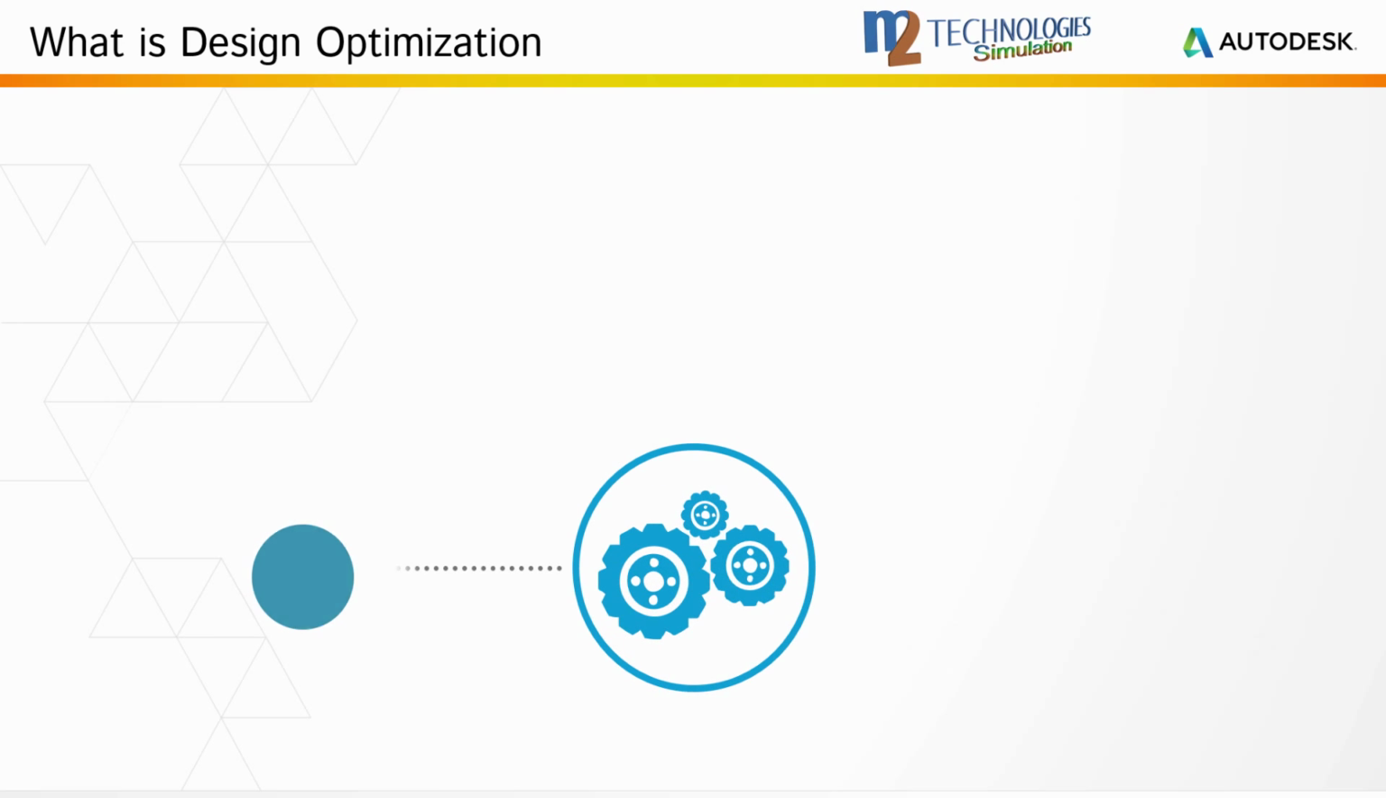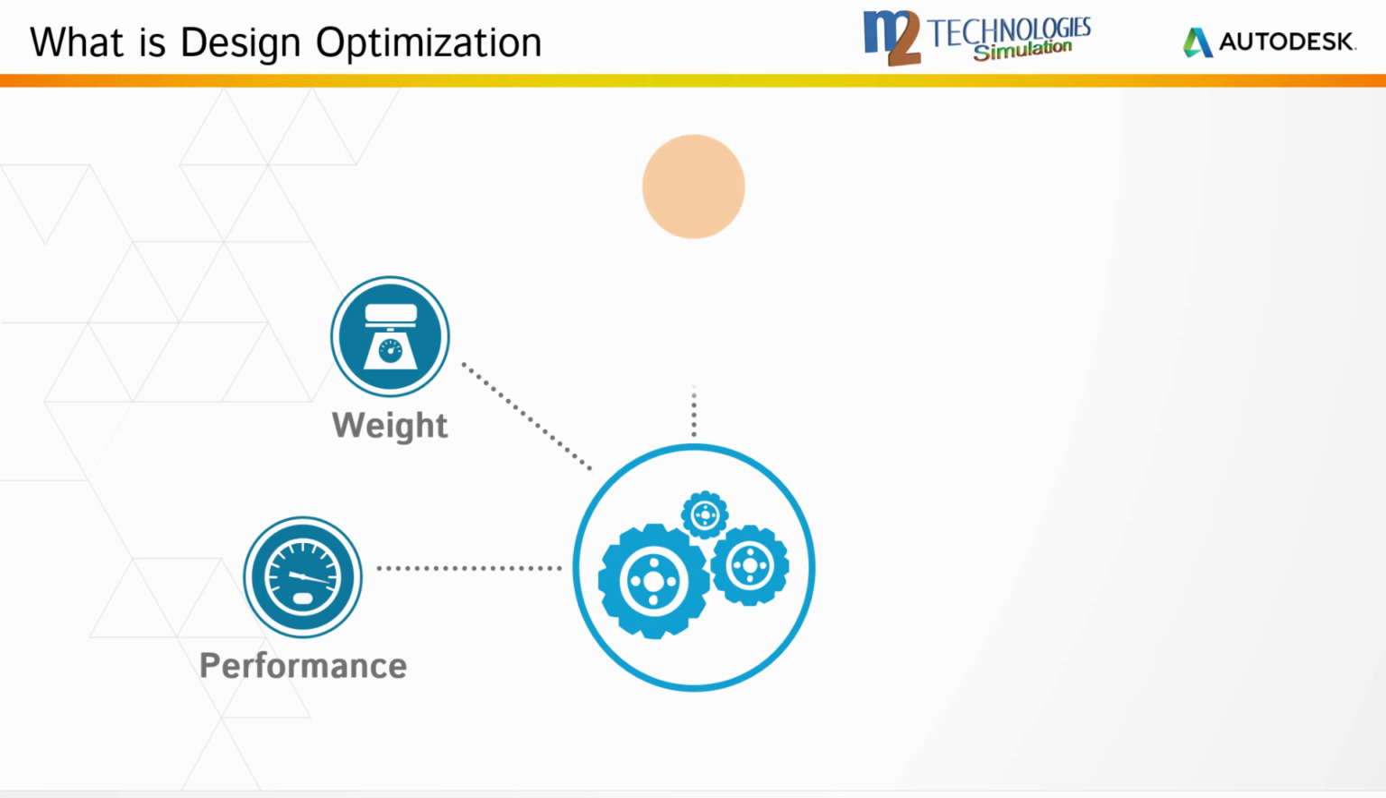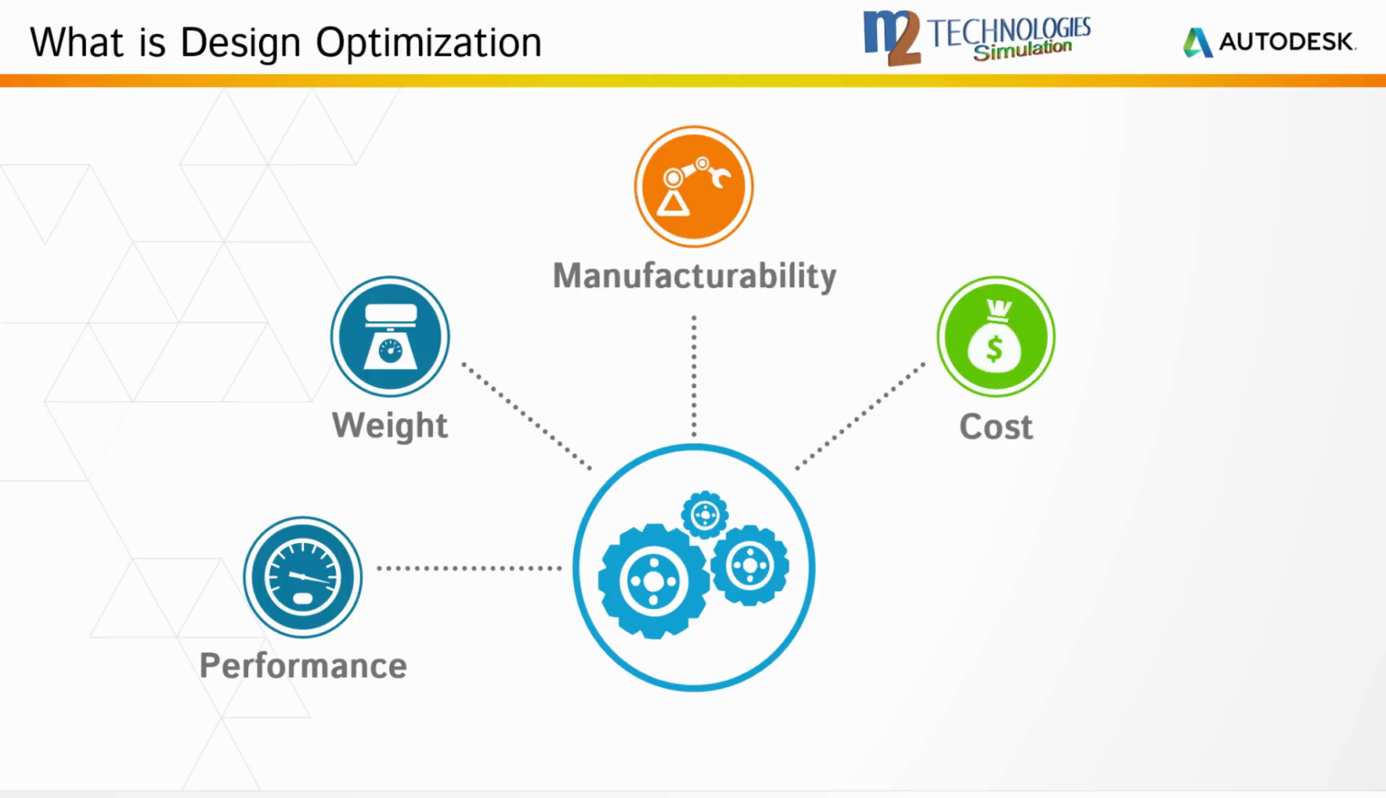Design optimization can be summarized as anything that helps reduce the costs or improve the performance of your design. Reducing weight, improving manufacturability, and increasing the quality of components all contribute to lowering costs and overall performance gains.